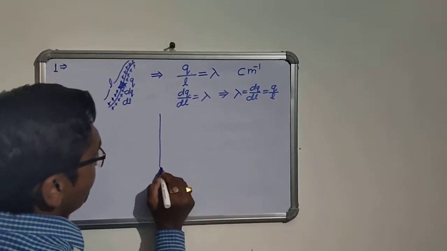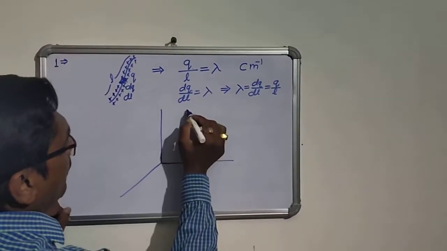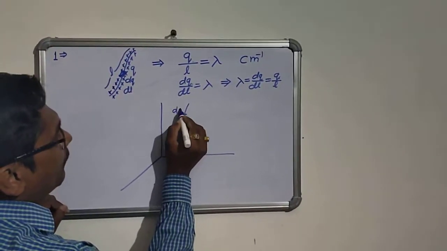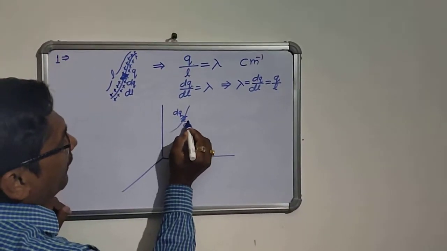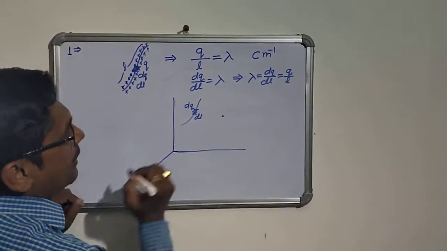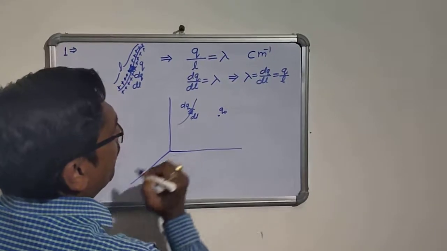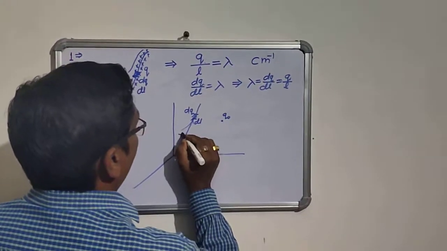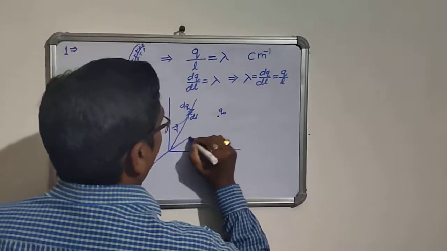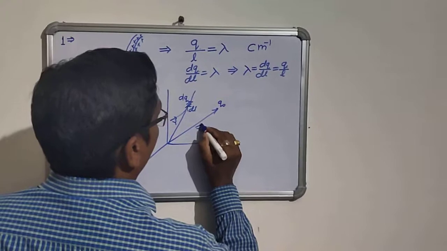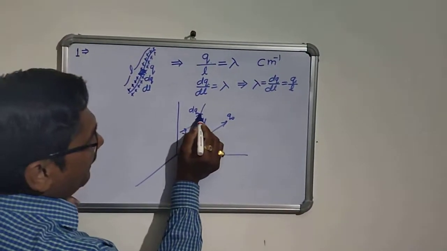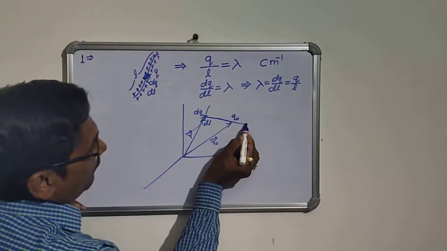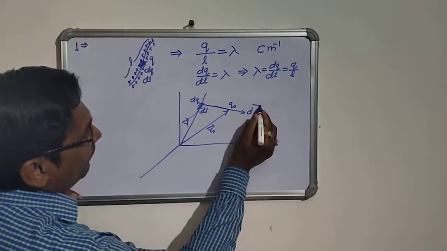Suppose this is a segment of wire and the charge on the small segment is dq and the length of the small segment is dl, and there is a test charge. The magnitude of the test charge is q naught. The position vector of this is r and the position vector of this is r naught. The force applied by this segment of charge on the test charge is this, and the direction of the force is this, it is dF.